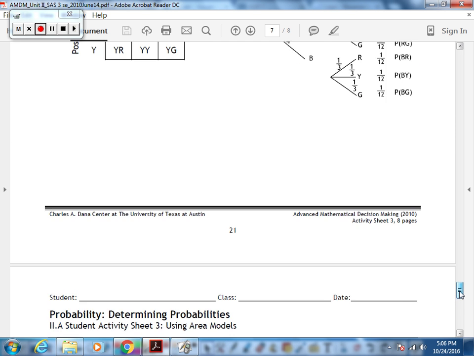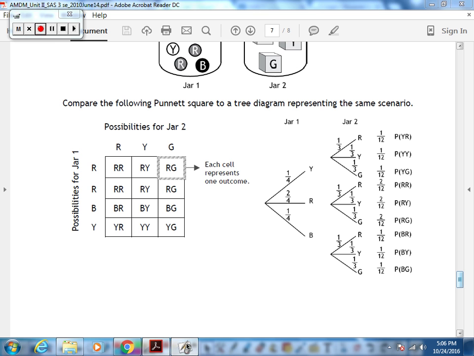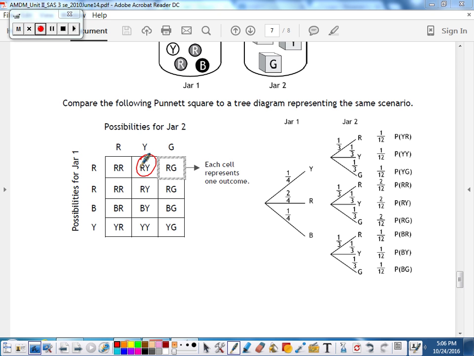Find P of RY. So all you have to do is count on this one, all the ones that have an RY, like this one right here, this one right there, and that's it. That's 2 out of 16. Simplify it. Over here to find RY, I have just this one right here, no more RYs. So I have to multiply 2/4 times 1/3 and then see if it gives me that same thing that they're saying there. Okay.